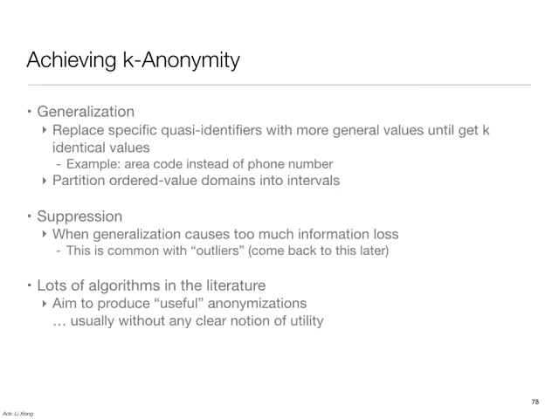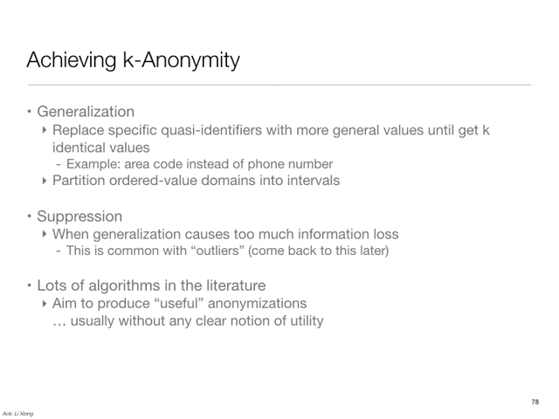So to achieve k-anonymity, let's say it turns out that I have some combinations which occur non-zero times but less than k. Then with generalization, the idea is that I replace specific quasi-identifiers with more general values. For example, instead of giving the full phone number, I may just use the area code. That's a form of generalization. I'm clustering the values into groups.